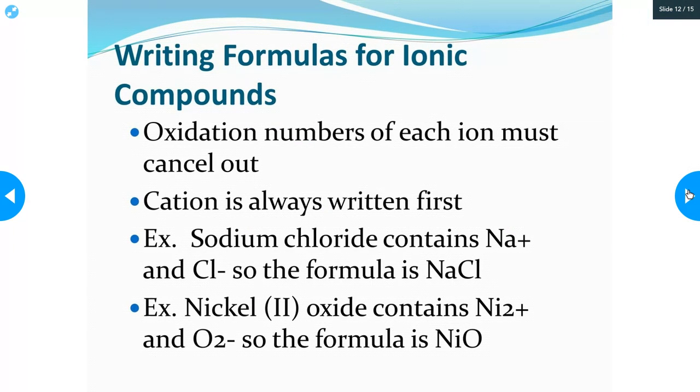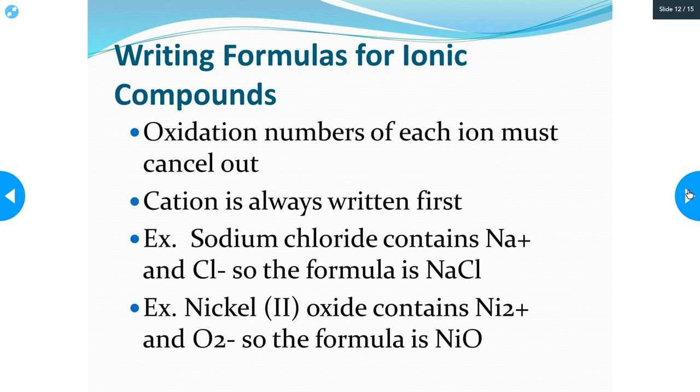Then what about writing the formulas? So when we name them, we have to look at Roman numerals. When we're writing formulas, we have to look at oxidation numbers. So oxidation numbers of each of our ions, the cation and the anion, must cancel out. Our cation is still always written first.